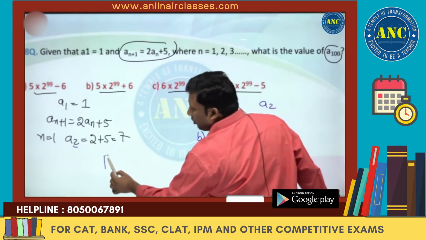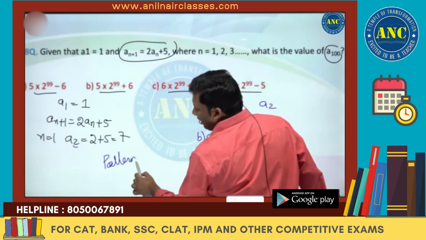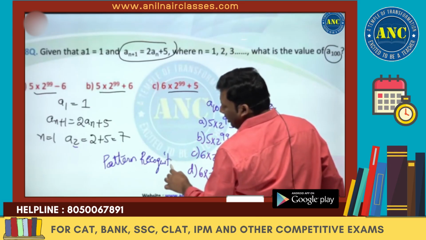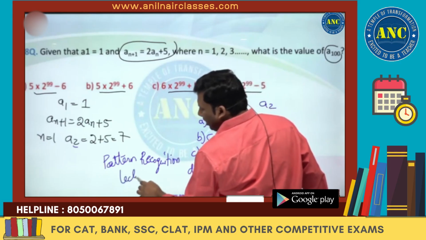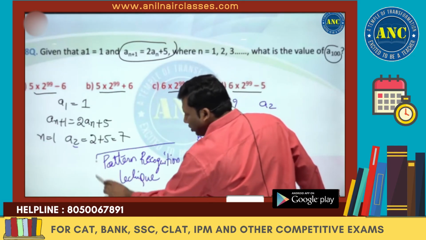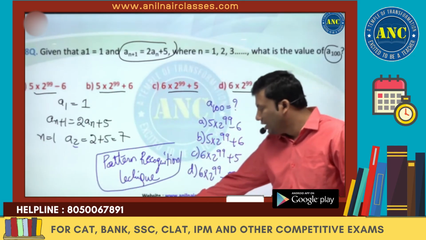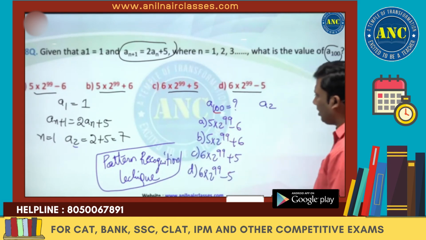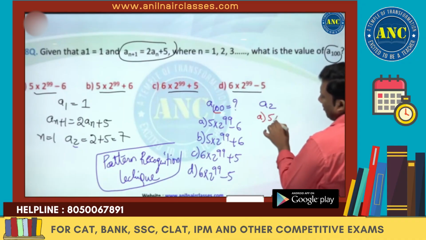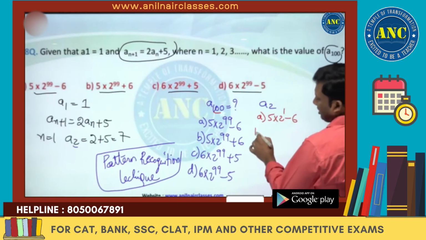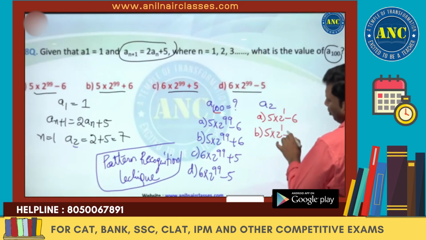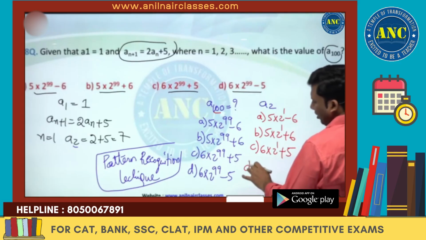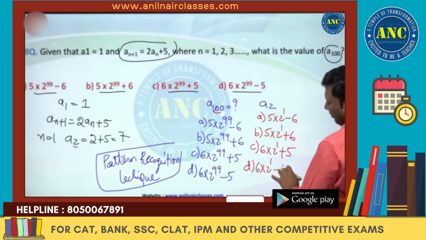This is a very beautiful question on pattern recognition technique. Just observe the suffix notation and change the question accordingly. This is 100, 99, 99, 99. So if it is 2, this will become 5 into 2 power 1 minus 6. Second, it will become 5 into 2 power 1 plus 6. Third, it will become 6 into 2 power 1 plus 5. Fourth, it will become 6 into 2 power 1 minus 5.